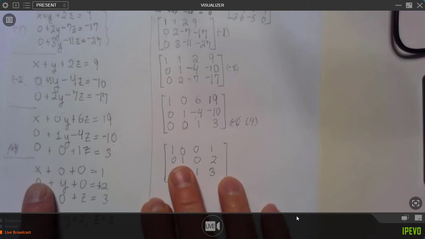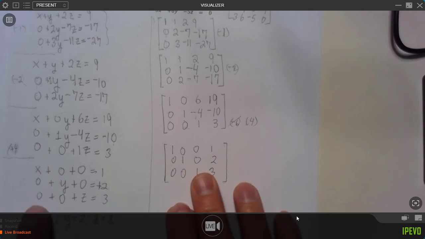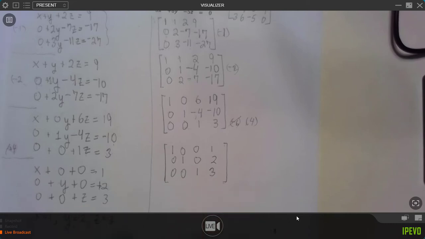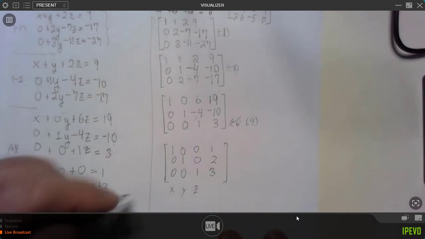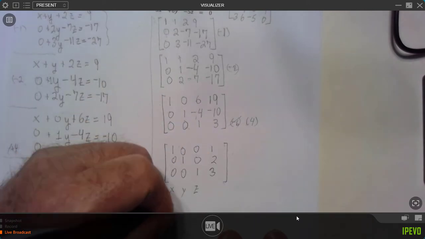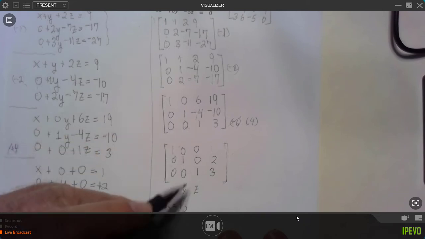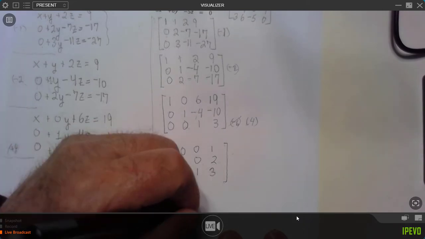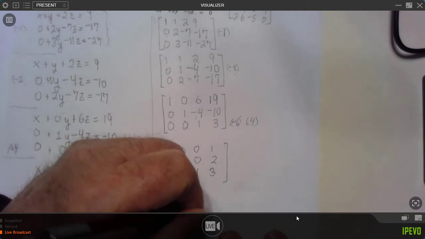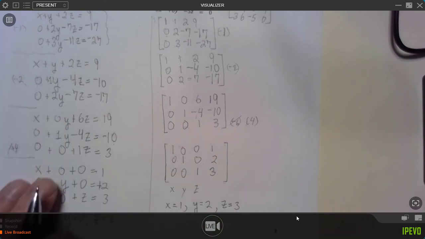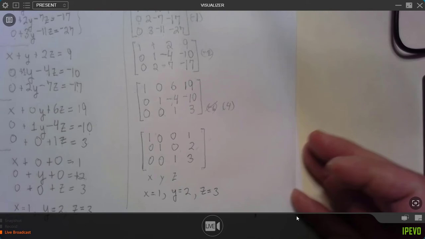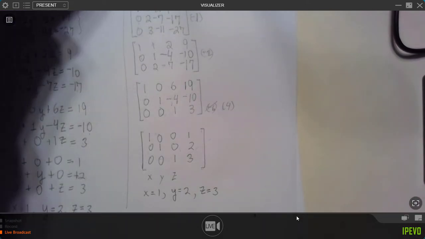And notice it says just what that does over on the left. X plus 0 equals 1. 0 plus y plus 0 equals 2. And 0 plus 0 plus z equals 3. So our solution is, this is the x column, the y column, the z column. So 1 times x equals 1. X is 1. 1 times y plus zeros is equal to 2. So y equals 2 and z equals 3. And that's the solution.